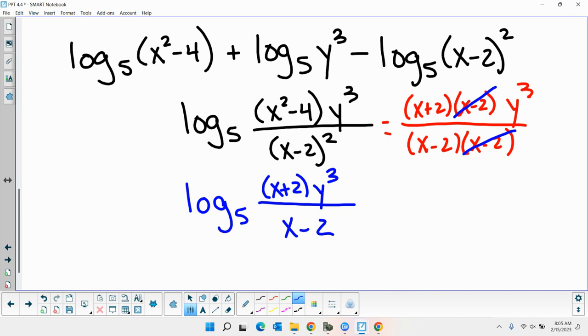Okay, so addition, we turn into multiplication. Subtraction, we turn into division. When we condense, any numbers out front, we turn into exponents. Okay, if we have fractional exponents, then we turn them into radicals when we're condensing. Making sense?